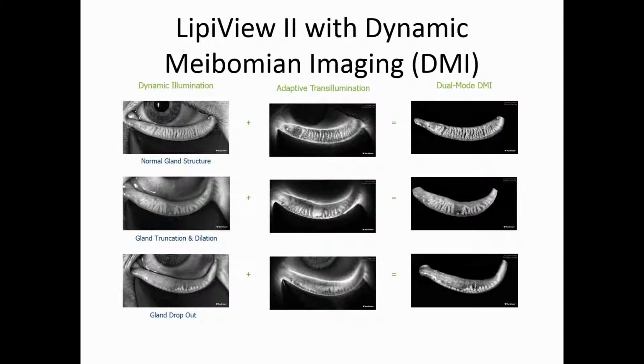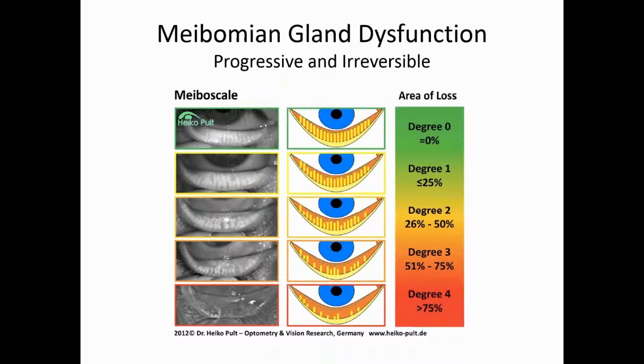LipiView 2 has dynamic Meibomian imaging. It's basically another way of imaging the Meibomian glands, and if you have a LipiView system, this might be an option. Meibomian gland dysfunction can be graded. I don't want to get into that, but you can see it goes from normal healthy glands, grade 0, to grade 4, and actually this is, I think, an optimistic grade 4.